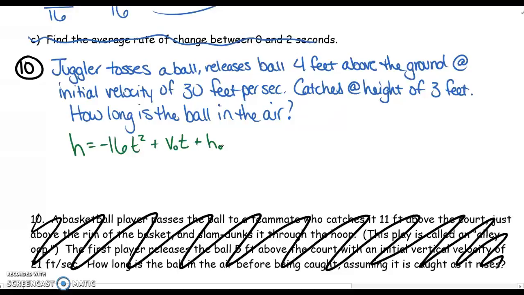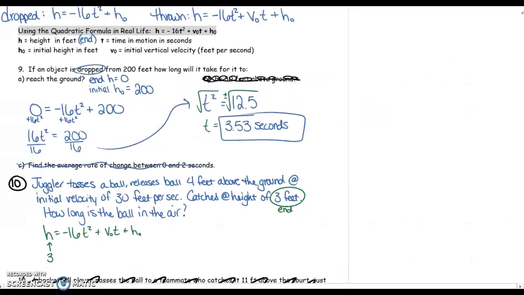So this first h, what number should we put in place of this first h? That first h is like the ending height. 3. This 3 feet is the ending height. So 3 goes in place of our h. T is what we're trying to find. How long is the ball in the air? So we don't want to do anything with t.